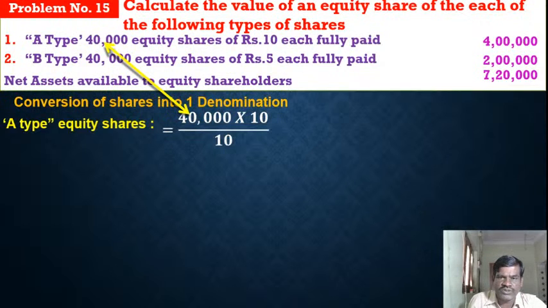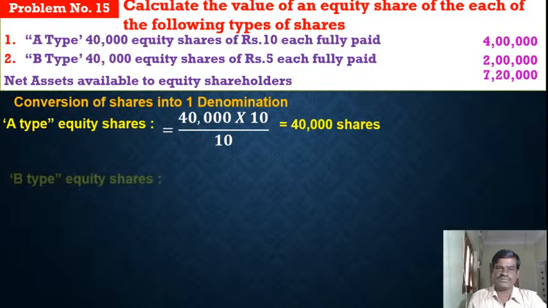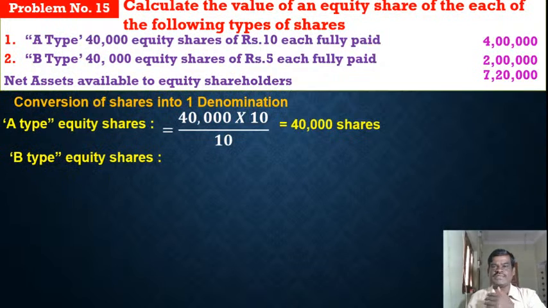40,000 shares into 10 divided by 10 face value. What is the number of equity shares? 40,000 equity shares in A type, face value rupees 10 and also divided by denominator rupees 10. What is the number of shares? 40,000 shares. Now rupees 5 can be converted into 10. Please, I give the information.